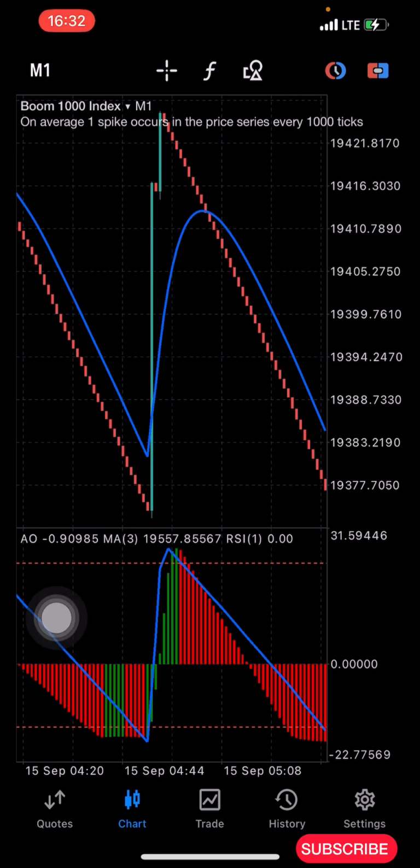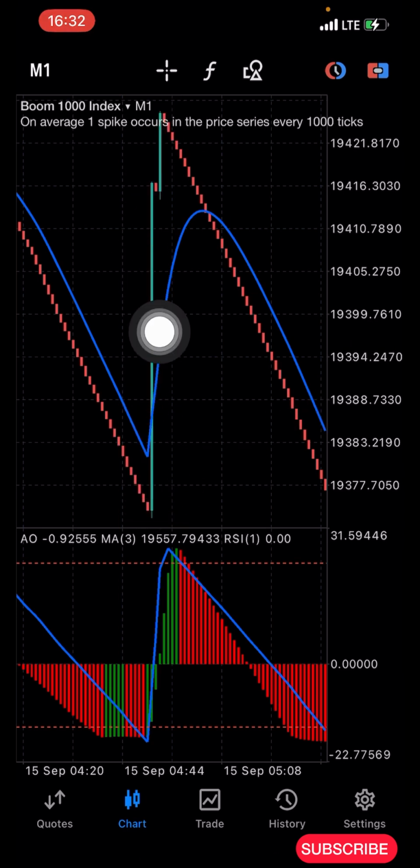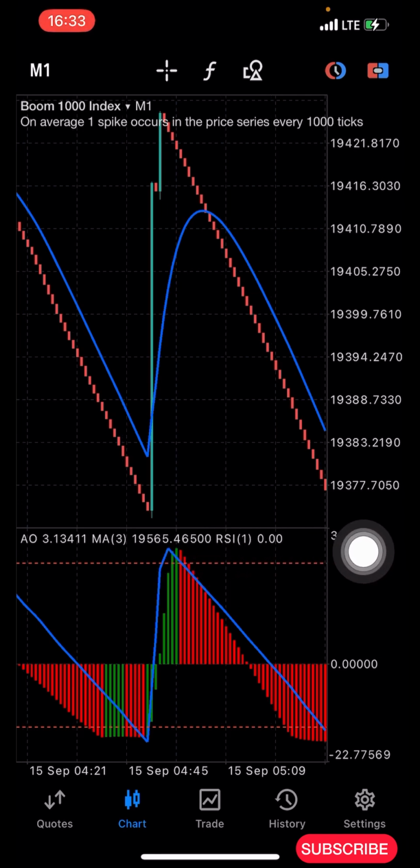Now, how does this particular strategy work? The first thing you have to do here is that you want to allow a spike to happen. So once there is a spike like this, you check your indicator window and you have seen that the blue line here and the awesome oscillator are both in the overbought level here, which is our red line here. So once you see that these two indicators are above this area, you get ready for your sell. Okay, this is boom 1000, so we are going to be selling. We are trading against spike with this strategy.